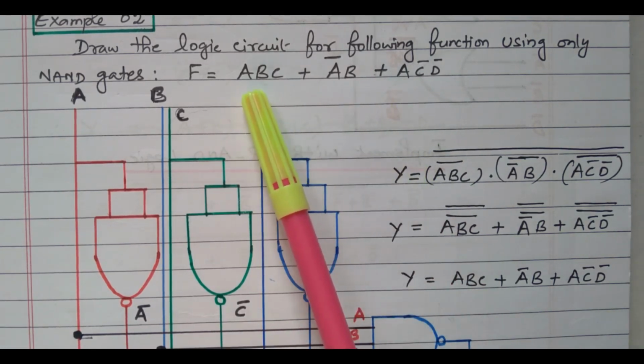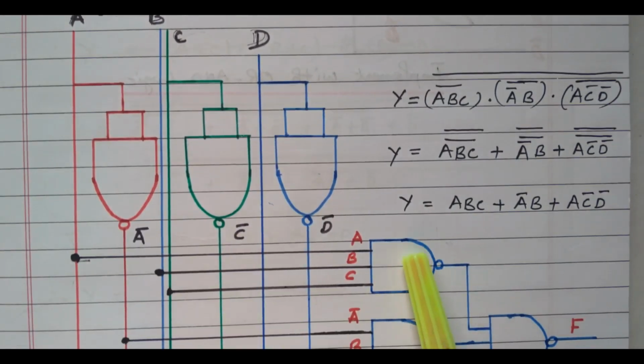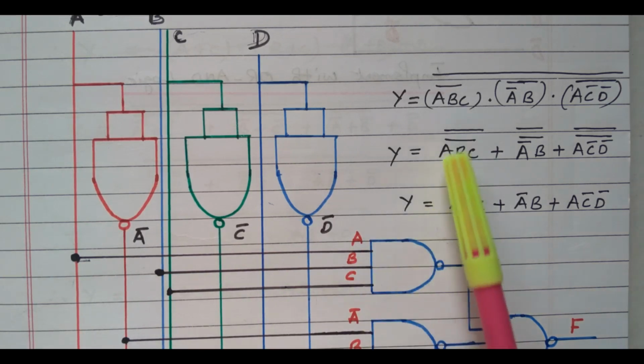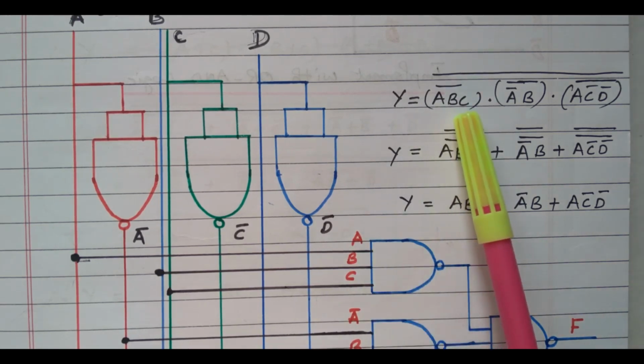First we'll implement the function A, B, C. So we have one NAND gate available here. The inputs are connected. A, B and C are connected together. The input to the NAND gate is A, B, C. So the output of the NAND gate is nothing but A, B, C the whole bar. The output of a NAND gate, if the two inputs are given A, B, will be A, B bar. Similarly, A, B, C means we will get A, B, C bar.